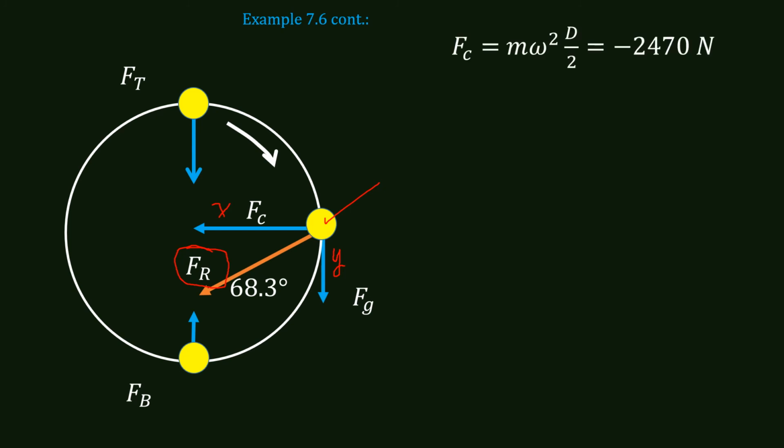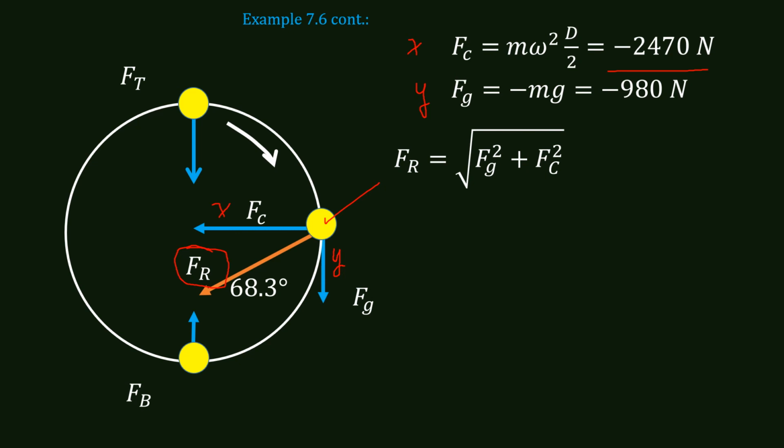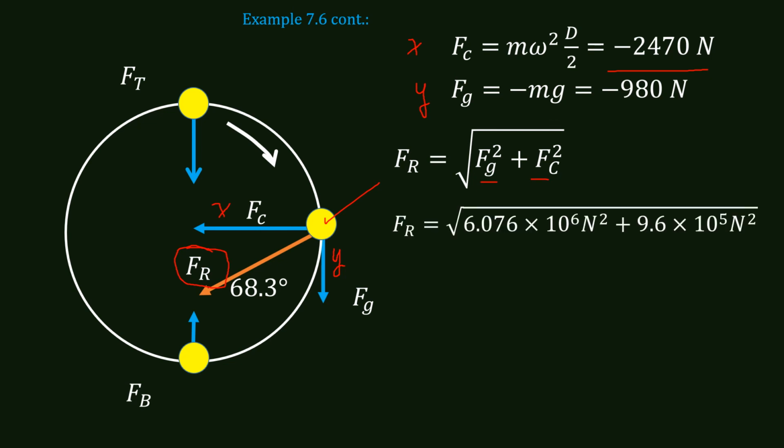So let's find the centripetal force, and let's find F_g. Our centripetal force is the x vector, this is the y vector, and then we have two of them now. Then we find the magnitude. Plug in the numbers, and we get F_r, which is the resultant vector.